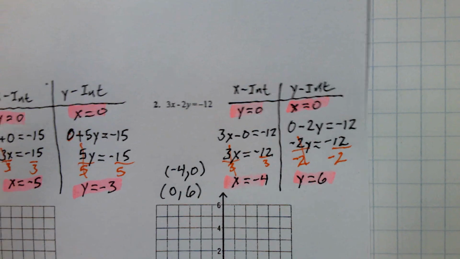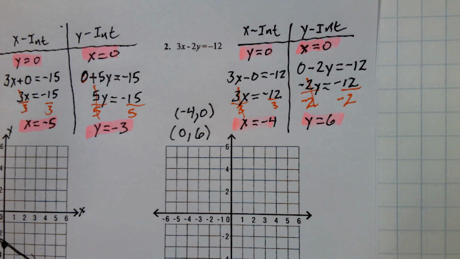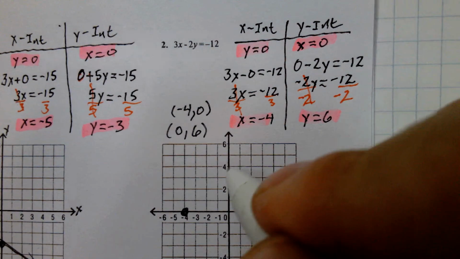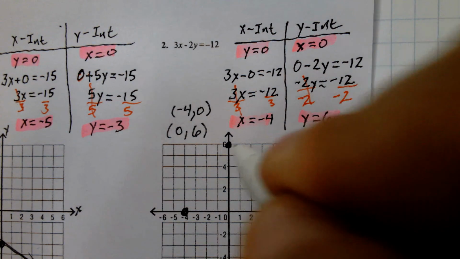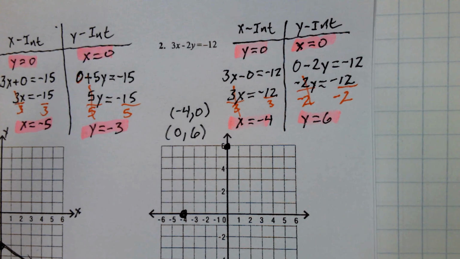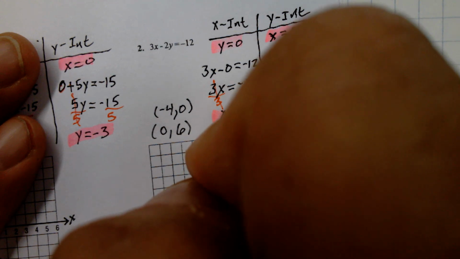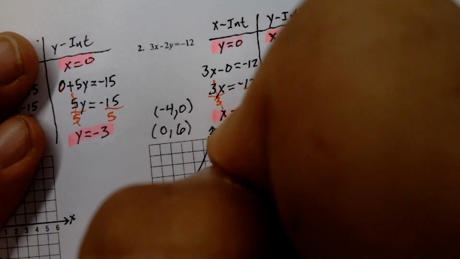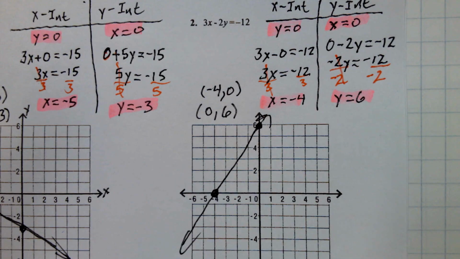Okay? And now, let's find the coordinates. Negative 4, 0 is right here. 0, 6 would be up here. So those are the 2 points that are part of the line for sure. And let's just connect them. Voila.